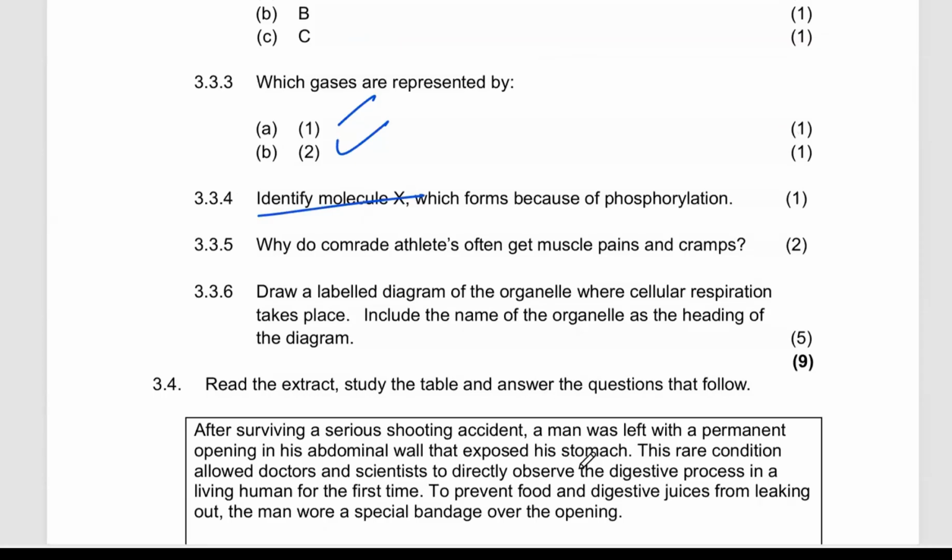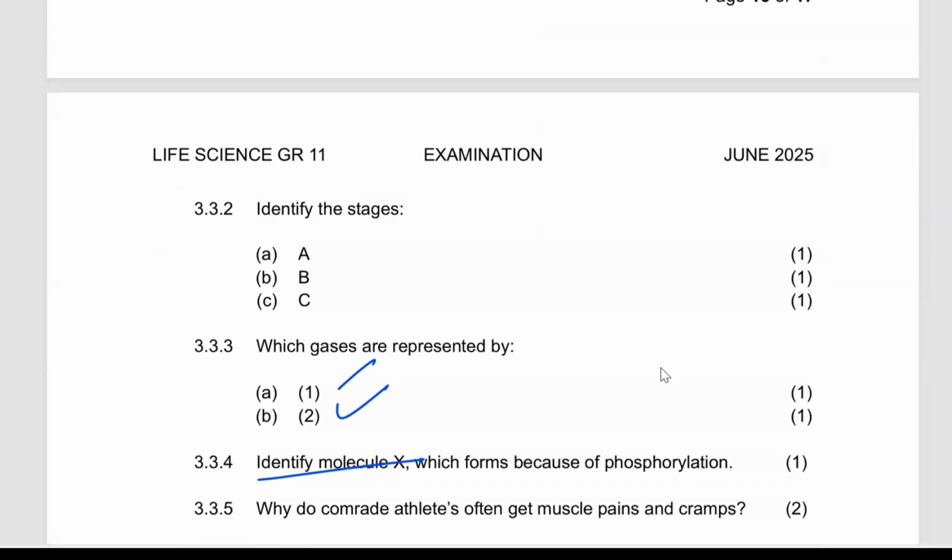Then we got the next question, which is question 3.6. Draw the elaborate structure of the cellular organelle where respiration takes place, including the names. You see, this is a mitochondrion. But you don't go to the paper without knowing a mitochondrion. Just draw an outer layer which is smooth, and then the inner layer is infolded.